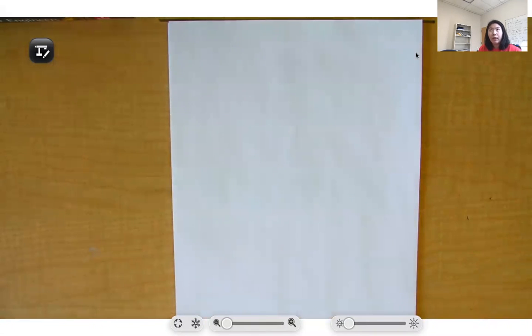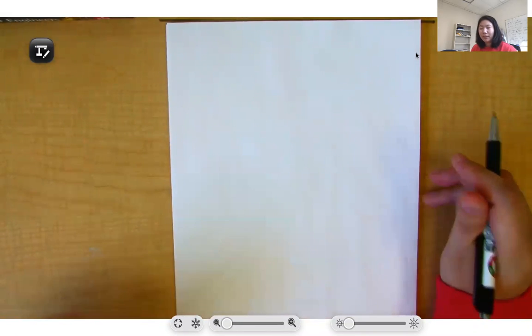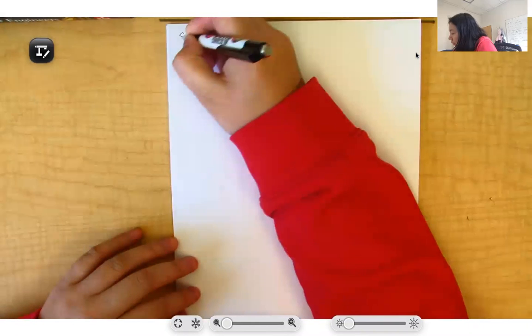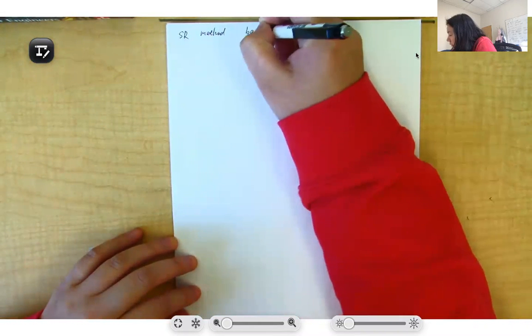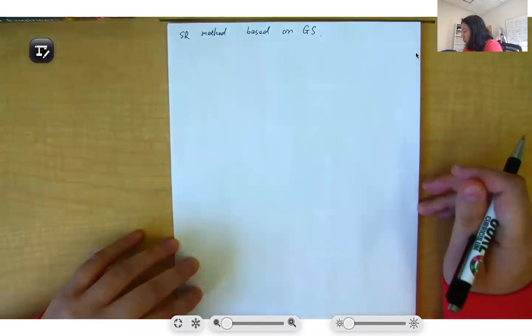Now let's see how we can write the state space representation for the Gauss-Seidel iteration. The successive relaxation method, the SR method, is based on Gauss-Seidel iteration. Okay, so you have the Gauss-Seidel.